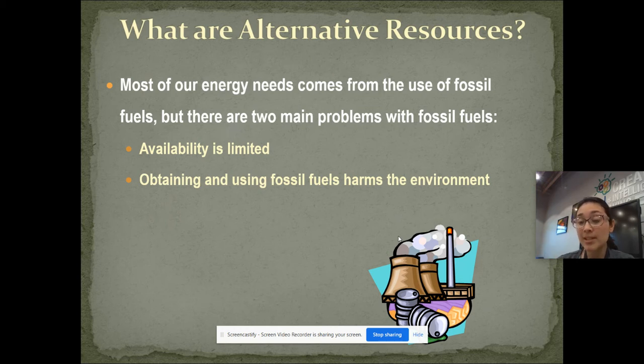So some disadvantages is that they produce pollution and there's not a lot of them. And then the good things about it, the advantages, is that they don't take up a lot of room. They're really good at producing energy.